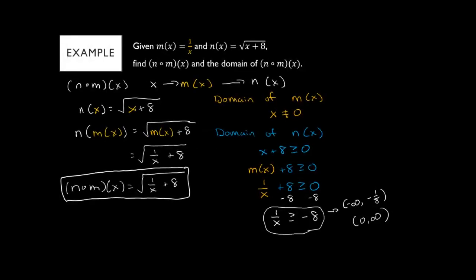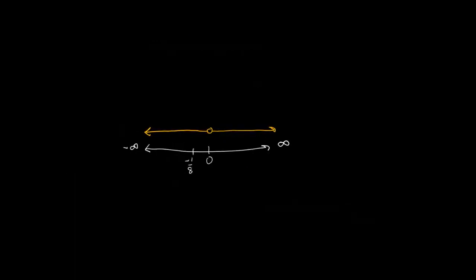And then n of x, we found that we go from -infinity to -1/8, and then 0 to infinity. So -infinity to -1/8, and that one actually looked like it crossed, so that would be a solid or a bracket. And then at 0, it doesn't actually, so that's open or a parenthesis.